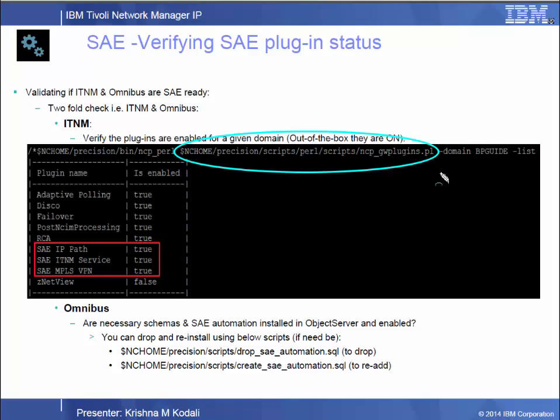You can run against the respective domain with the dash list option, and then you can see that all the SAE plugins are active. True being active, false being disabled. On the Omnibus end, both schemas and SAE automations are installed using one of the actual scripts. You can drop and re-add as needed. For example, this is the one to drop both schemas and automation, and the other script is the create SAEs. This one is to re-add both schema and automations.